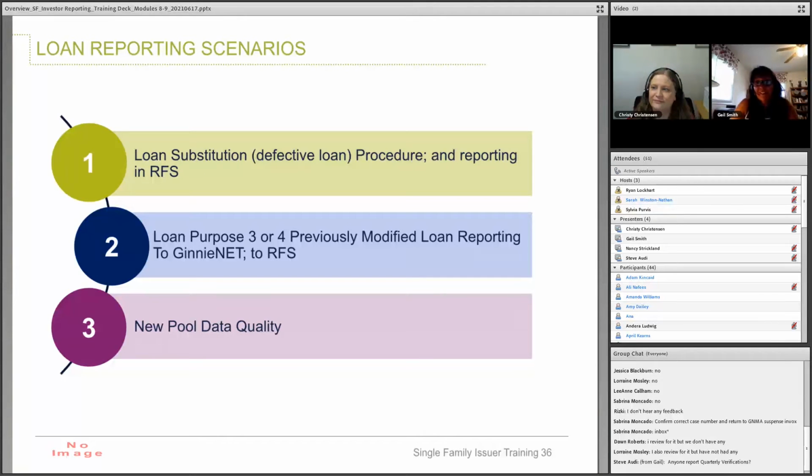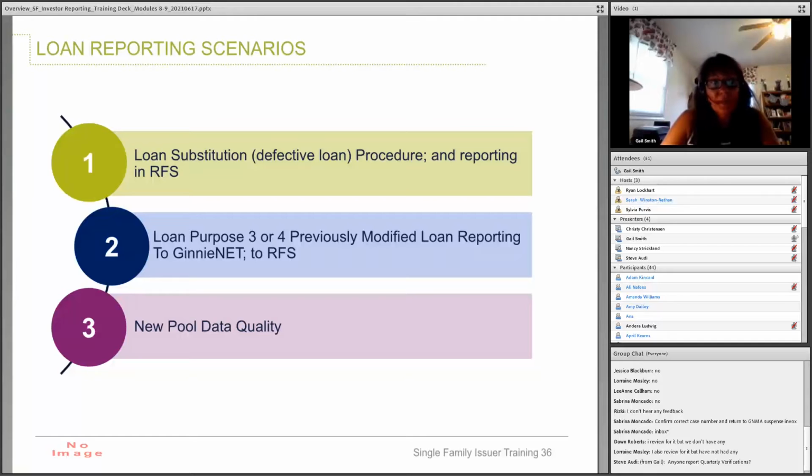Thank you, Christy. So next we're going to discuss some loan reporting scenarios. One I will highlight is loan substitution, defective loans, the procedure, and the reporting in RFS. Steve will discuss loan purpose 3 or 4, previously modified loan reporting to Ginnie Mae to RFS, and then new pool data quality.